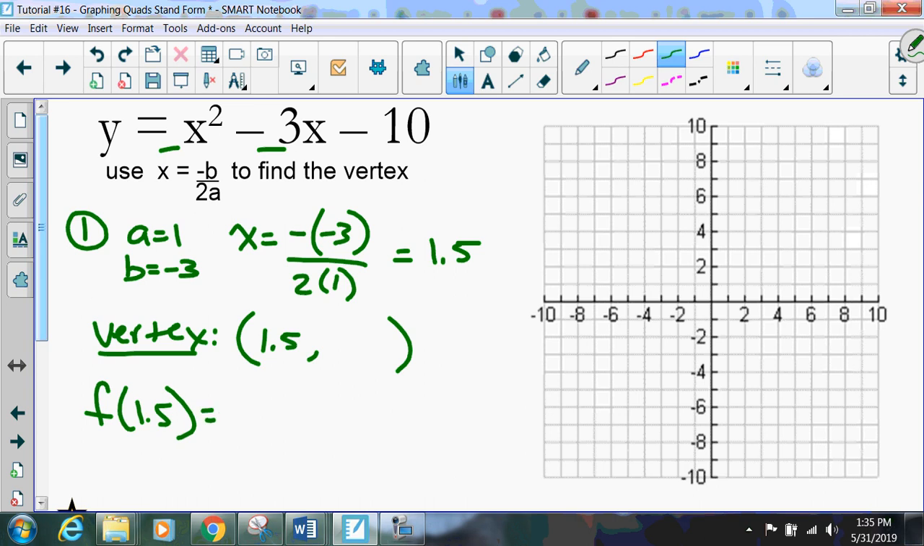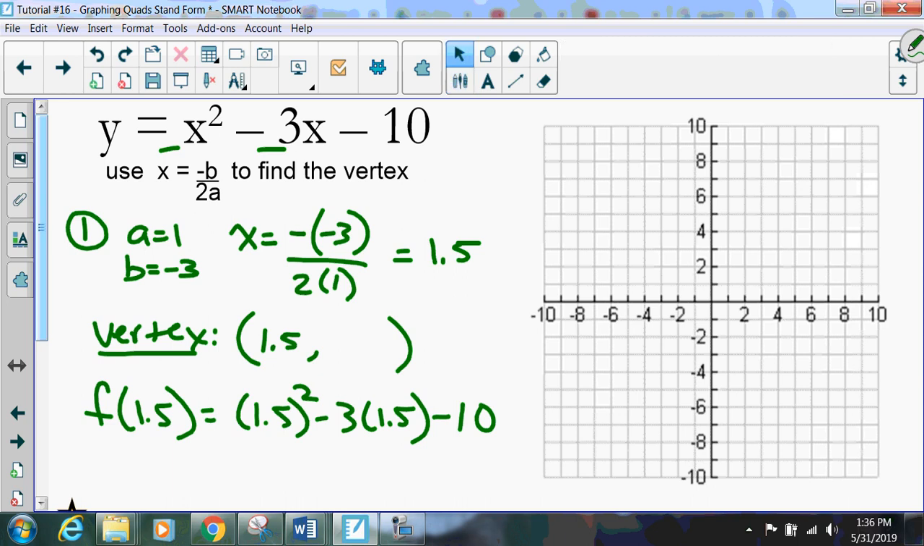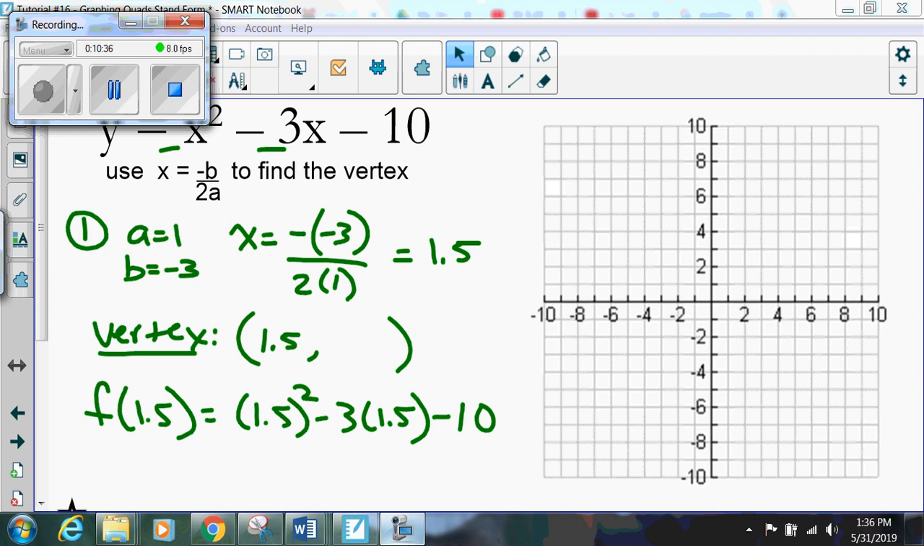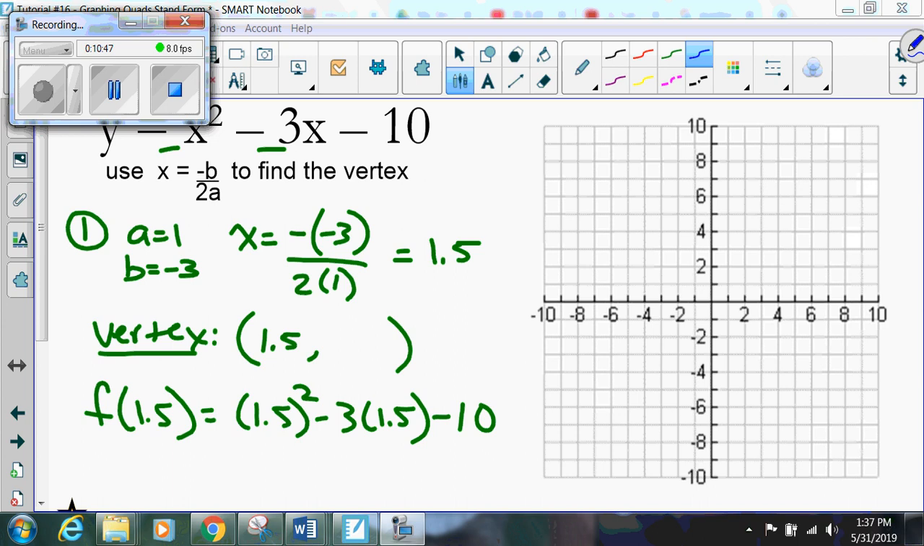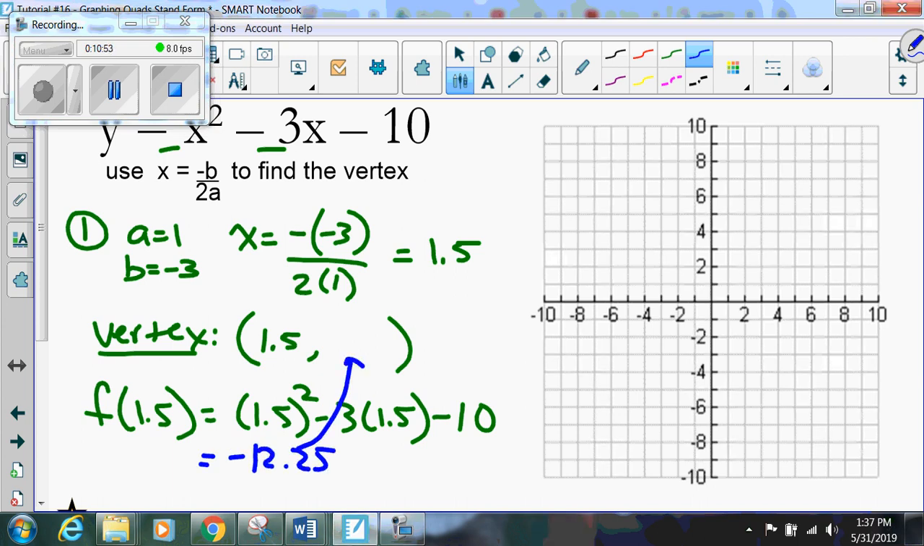We're going to plug in 1.5 squared minus 3 times 1.5 minus 10. And I'm going to have to pause this video because I do not have a calculator where I'm at. Okay, and so I'm back from pausing, and I got my calculator, and I figured out that this vertex is not going to be pretty, but that's okay. We can handle it, right? So there we go. It's negative 12.25, and so I'm going to just do my best when graphing it, right? That's all we can do.